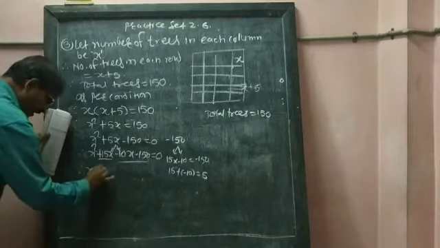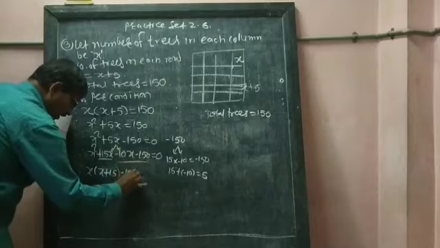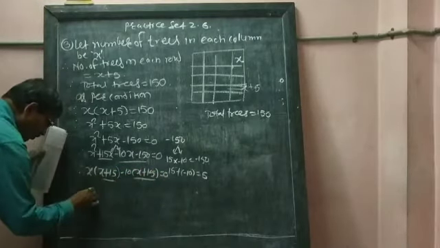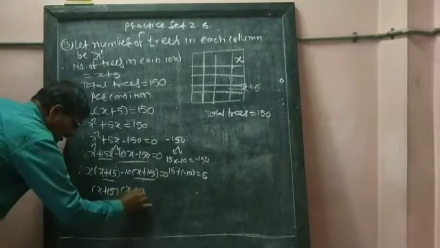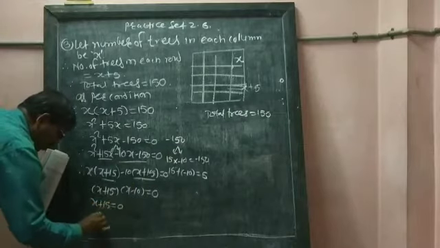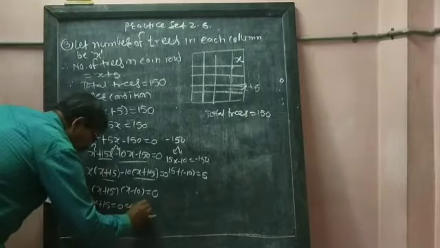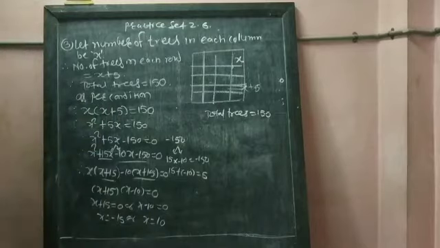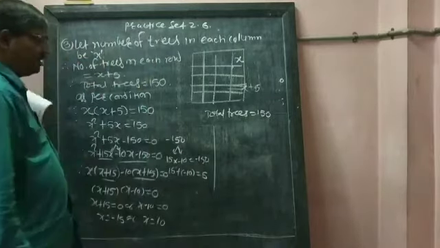Then x in bracket x plus 15. From this, minus 10 is taken out. x plus 15 is equal to 0. Now x plus 15 and in the second bracket x minus 10 is equal to 0. Now x plus 15 is equal to 0. That means x is equal to minus 15, or x minus 10 is equal to 0. x is equal to 10 now. Thus trees are never negative. The number of trees is never negative.